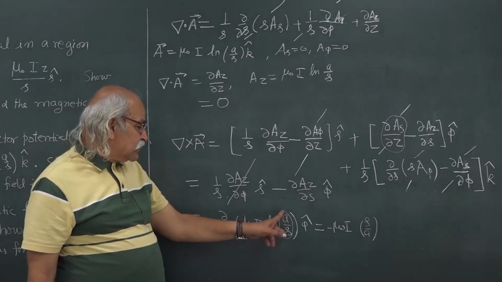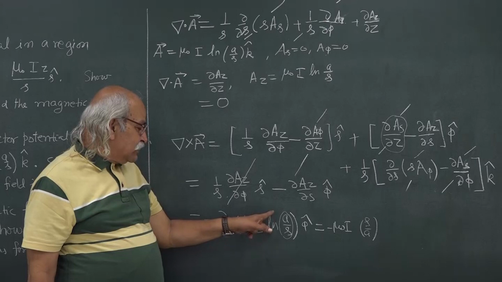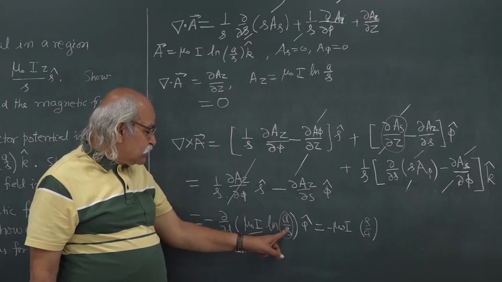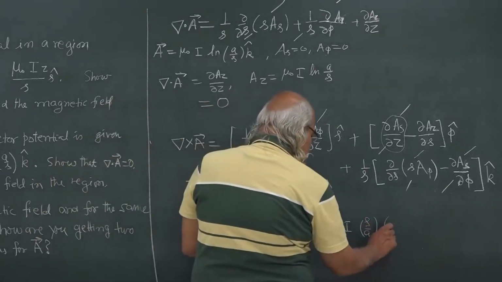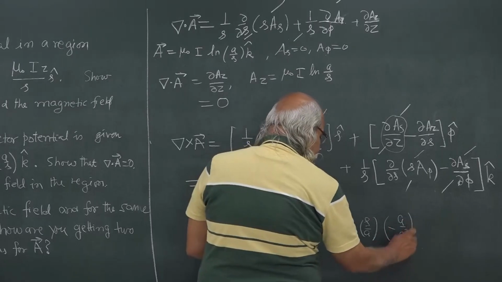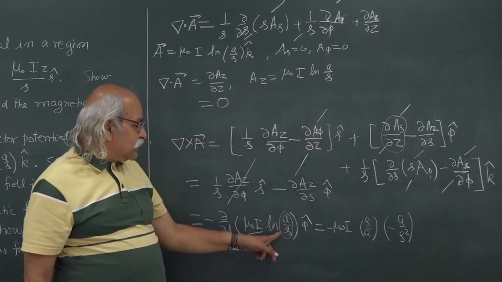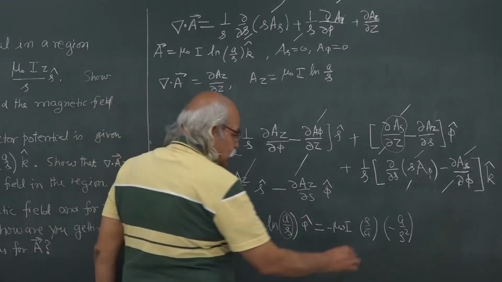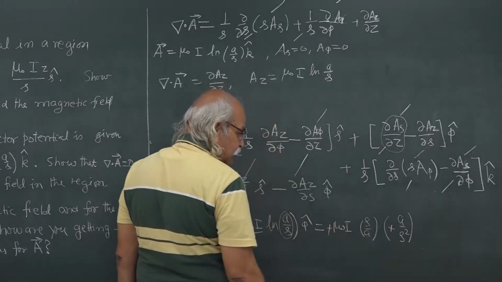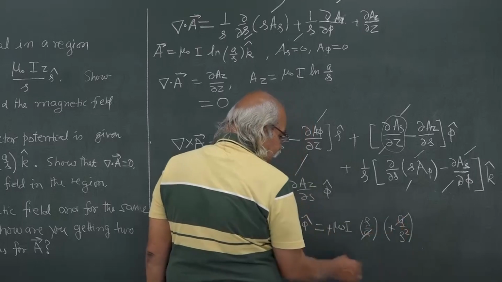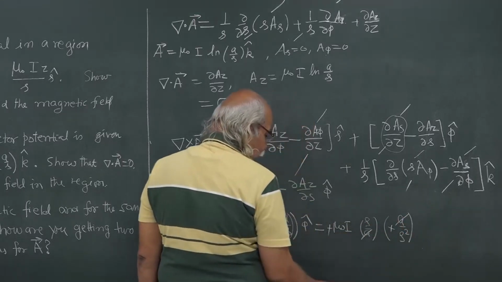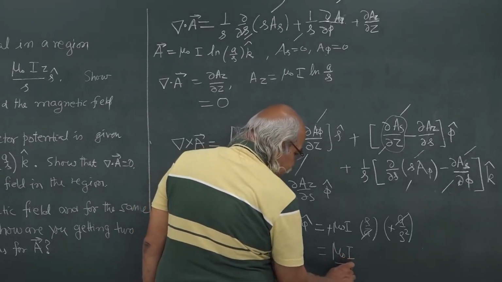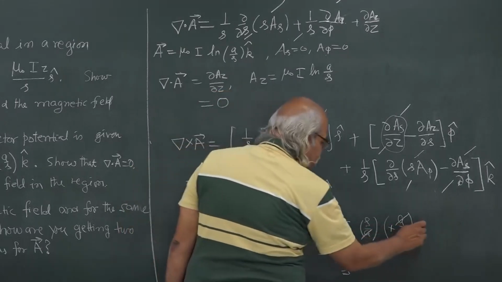First differentiate with respect to A by S. The log is being differentiated, so it will be the reverse, S by A, and then this is to be differentiated with respect to S, and that will be minus A by S square, right? 1 by S differentiation is minus 1 by S square. So this minus and this minus become plus, this A cancels with this A, and S here with S square here. So it is mu naught I divided by S, all in the phi cap direction.